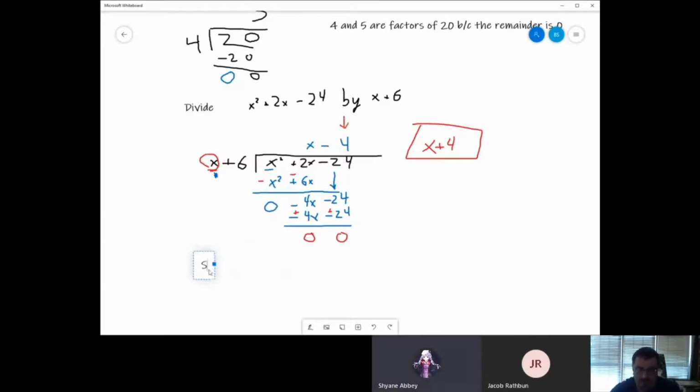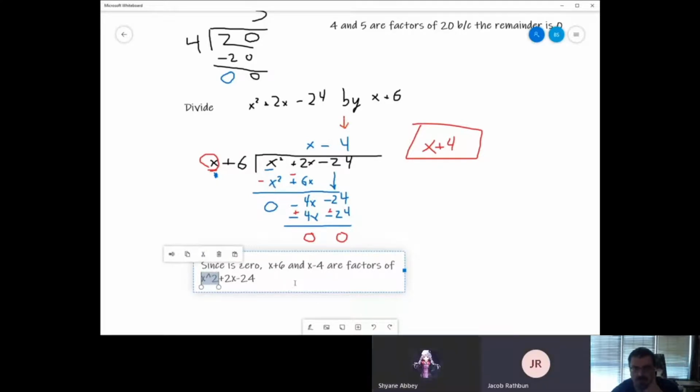Now, since the remainder is 0, what do we know? X plus 6 and x minus 4 are factors of x squared. And you guys know what the x caret 2 means right here? X to the power of 2.